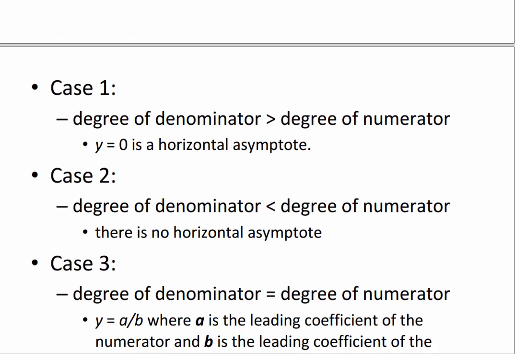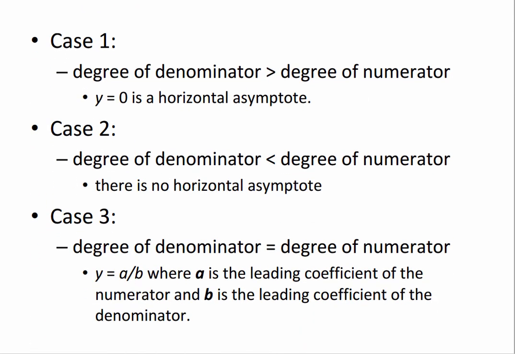Okay, so the way to do this is to break it down into three cases. The first case is where the degree of the denominator is greater than the degree of the numerator, then the degree of the denominator is less than the degree of the numerator, and then when the degrees are equal to each other.